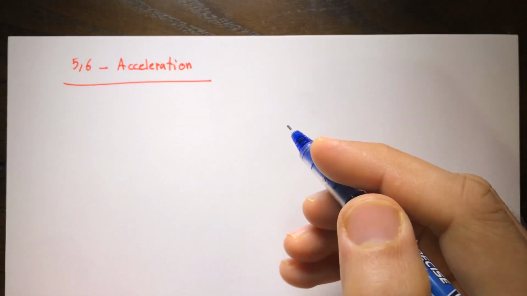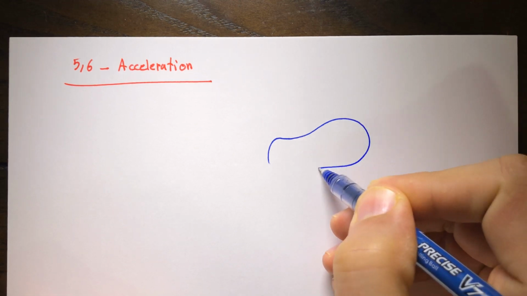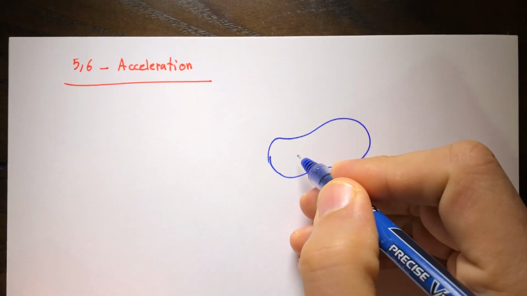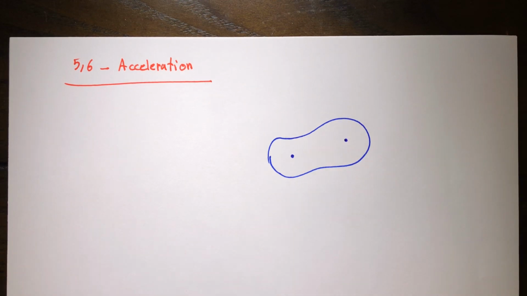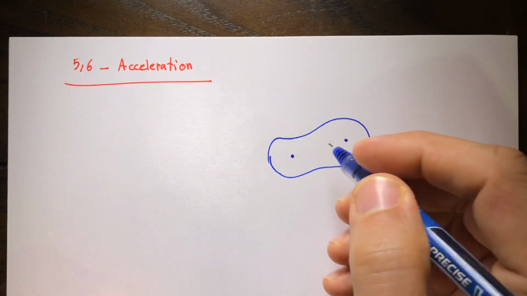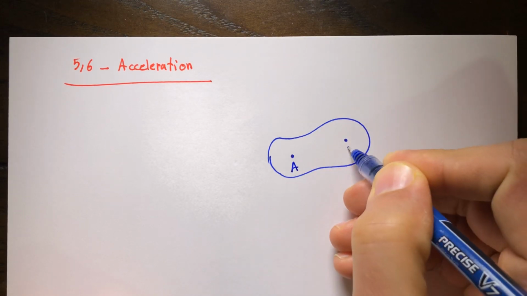In the previous section, we talked about the relative velocity between 2 points on a rigid body. In this section, we are going to extend it to relative accelerations between any 2 points of a rigid body. Let's say we have these 2 points on a rigid body, point A and point B.